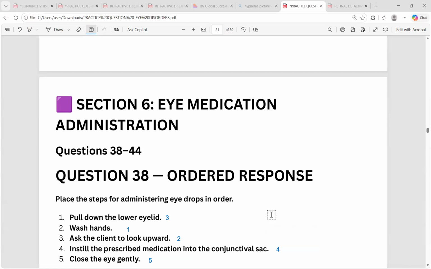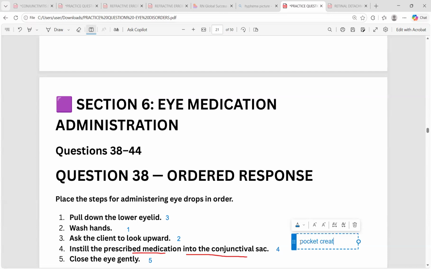Ma'am, whenever we are administering eye drops, first we should wash our hands, and we have to ask the client to look upward to the ceiling so that we can instill very easily. Then we need to pull down the lower lid, which will make the conjunctival sac so the drops can be poured into that. So whatever amount of the drops we are instilling will completely get to the patient. Then we have to ask the patient to close the eye gently.